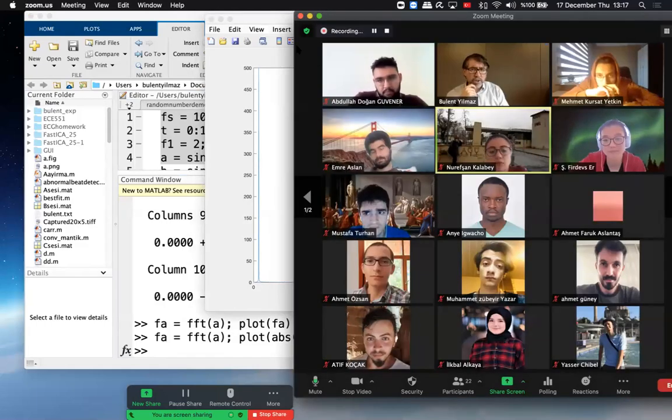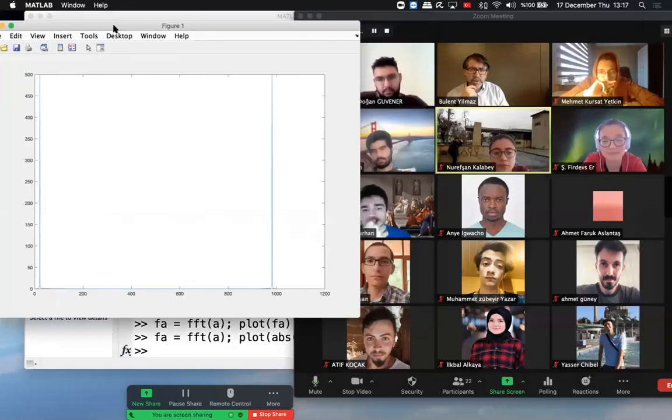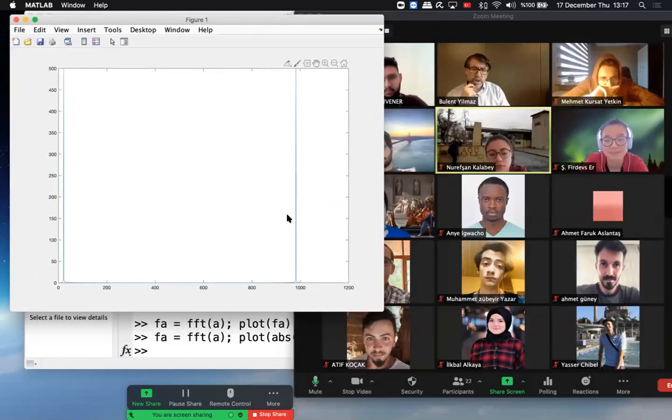Anlıyor muyuz arkadaşlar? Do you understand this graph? It has one peak here, one peak here. How many numbers do I have here? 1001. Maximum number is 1001. But I don't have any frequency. What does this 200 mean in terms of frequency?